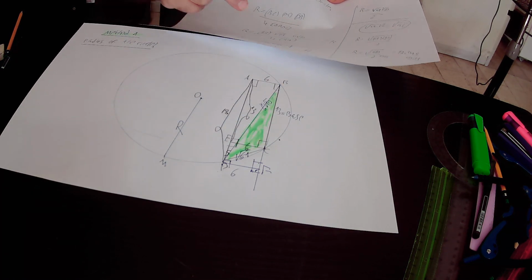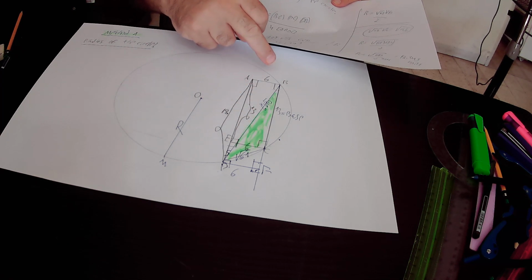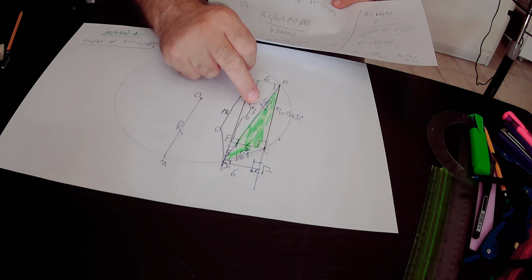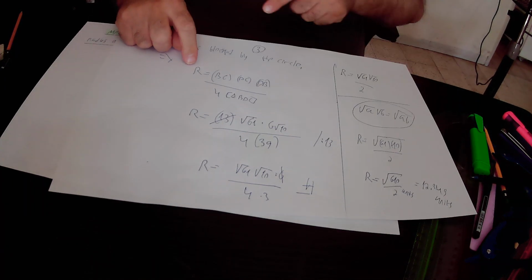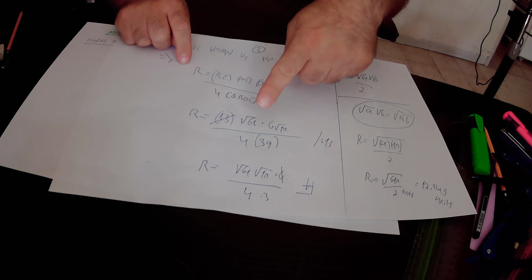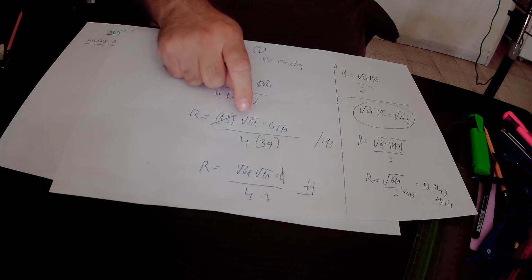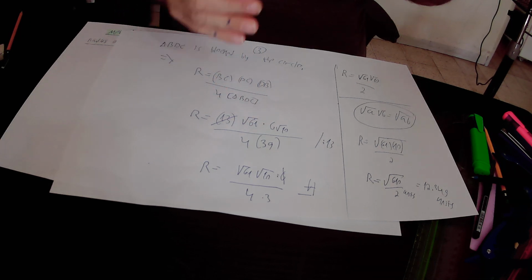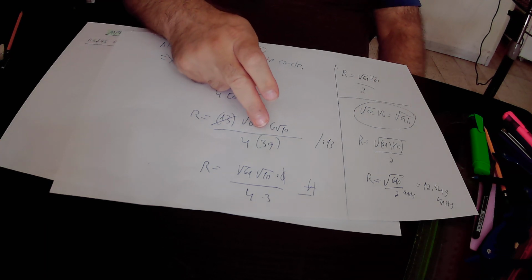BC equals 13 units, DC equals the square root of 61, and BD equals 6 times the square root of 10 units. Okay, BC equals 13, DC equals the square root of 61, and BD equals 6 times the square root of 10 units, over 4 times the area of triangle BDC. And we have already found that the area of the green triangle BDC equals 39 square units.